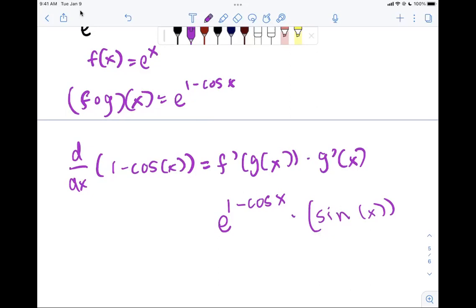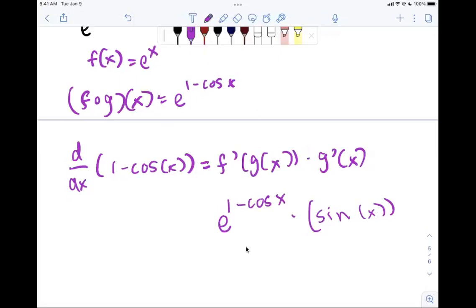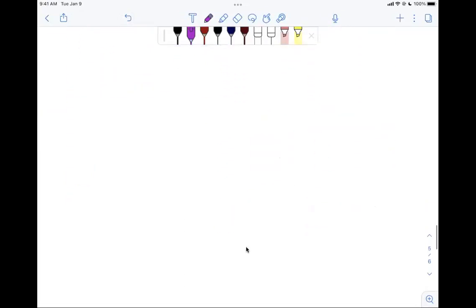Let's do some more practice. How about, let's do something a little bit harder. e to the 1 plus the natural log of sine x. See if you can find the derivative of this. I'll just pause for a moment and then go over the answer.